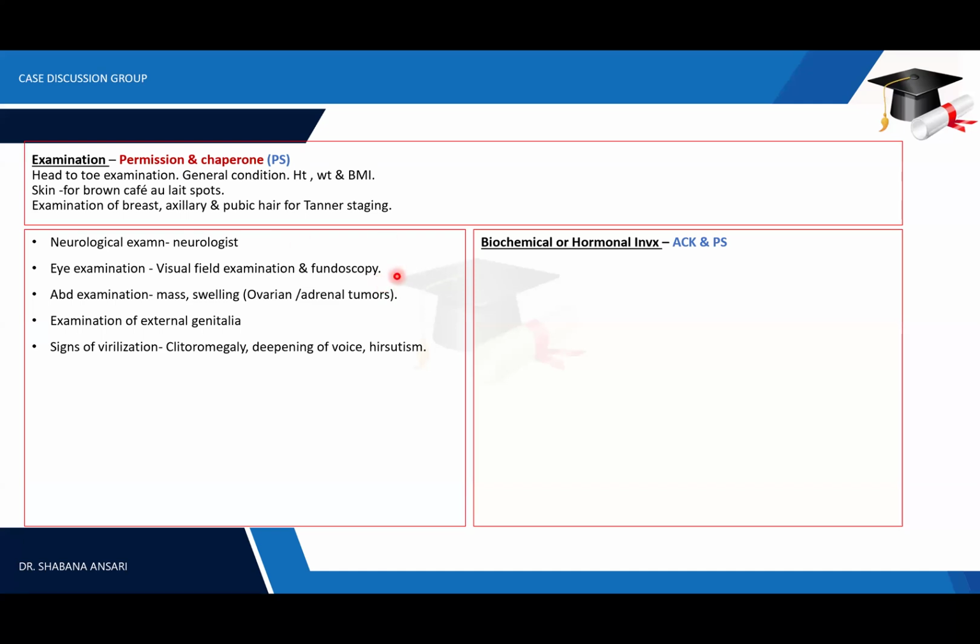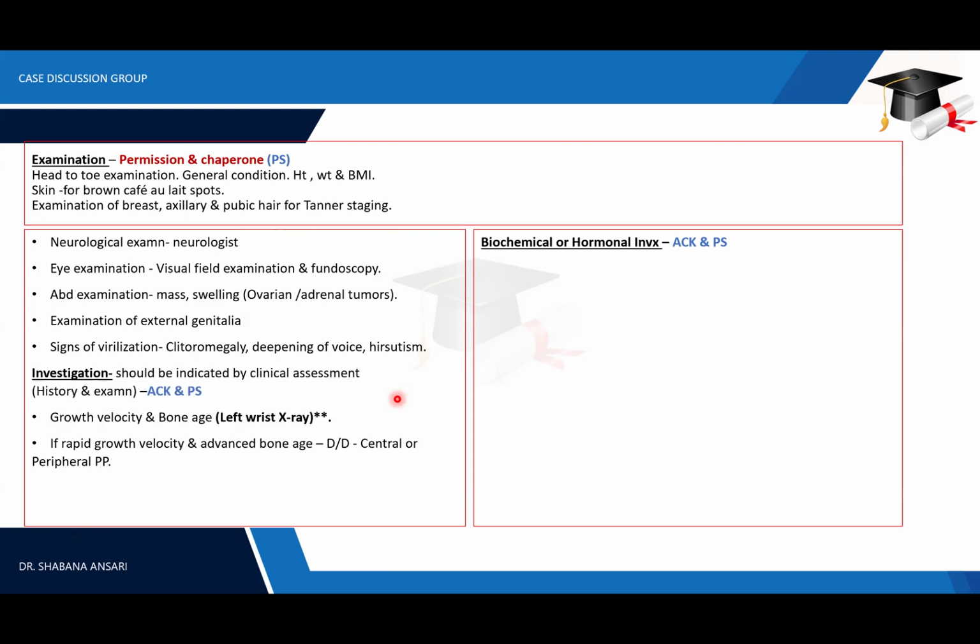So you can just involve other colleagues. This will just fetch you marks in your communication with colleague. Abdominal examination to assess for any mass or any swelling. It can be like there can be ovarian or adrenal tumors. Examination of external genitalia. Assess the signs of virilization like clitoromegaly, deepening of voice, or hirsutism.